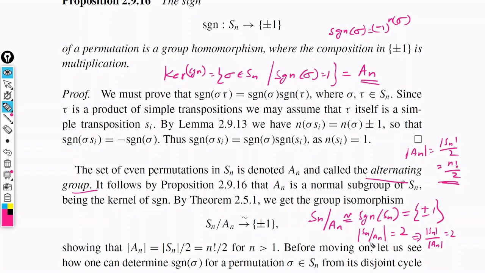So what is order of this group? Order of this group is equal to 2. And this can be written as order of Sn by order of An, that is equal to 2. So what is order of An? Order of An is equal to order of Sn by 2. And we know that Sn contains n factorial elements. So order of An is equal to n factorial by 2.